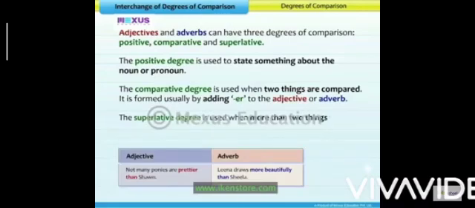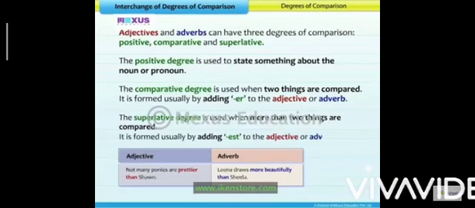The superlative degree is used when more than two things are compared. It is formed usually by adding est to the adjective or adverb. So we add er to form comparative degree and est to form superlative degree. Let us see the example of superlative degree. In adjective, Sean is the prettiest pony. In adverb, Anita draws the most beautifully of all the girls.